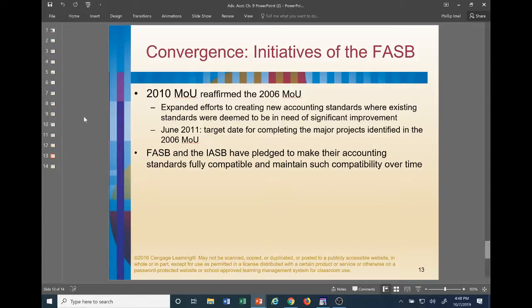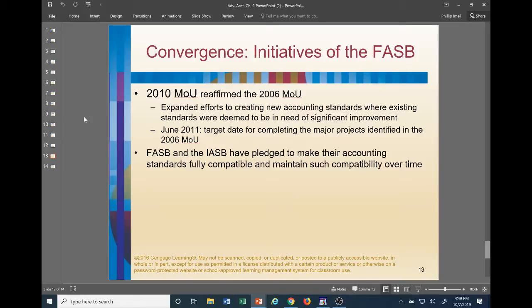Now in 2010, both parties reaffirmed their earlier commitment to the 2006 Memorandum of Understanding and also expanded their efforts to create new accounting standards where existing standards were deemed to be in need of significant improvement. Now US GAAP has historically been more rules-based than IFRS, which is more principles-based. This will certainly introduce much more subjectivity into financial reporting. There may also be certain areas where convergence might not be achieved. For example, the LIFO inventory method is a common and popular method within the United States. However, IFRS does not allow LIFO.